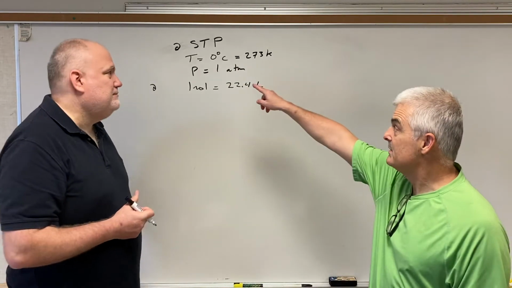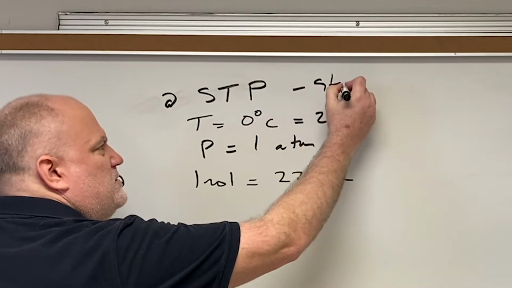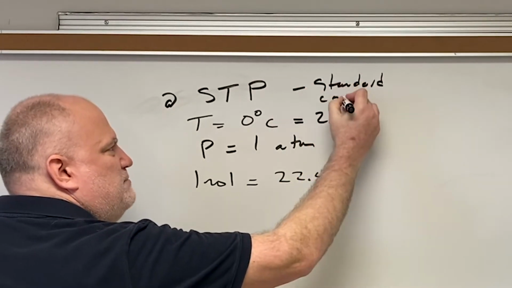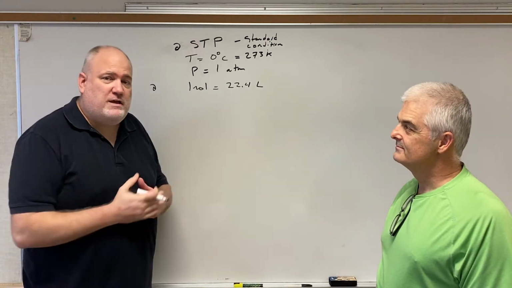But it's there. STP means T1 is 0 degrees and P1 is 1 atmosphere. And we sometimes also call it standard conditions. So just be aware that we get lazy sometimes. We don't call it STP, and they'll say, hey, we're at standard conditions. You're like, wait, they've not given us enough information.